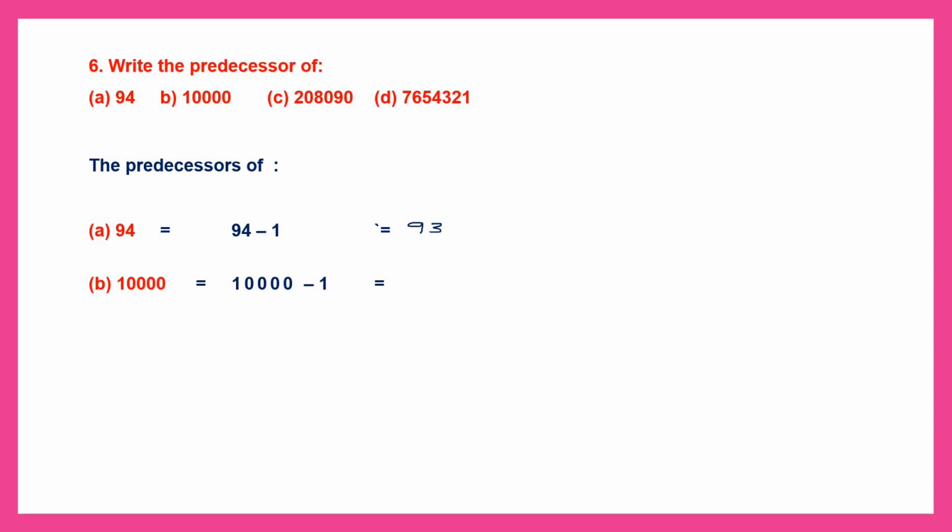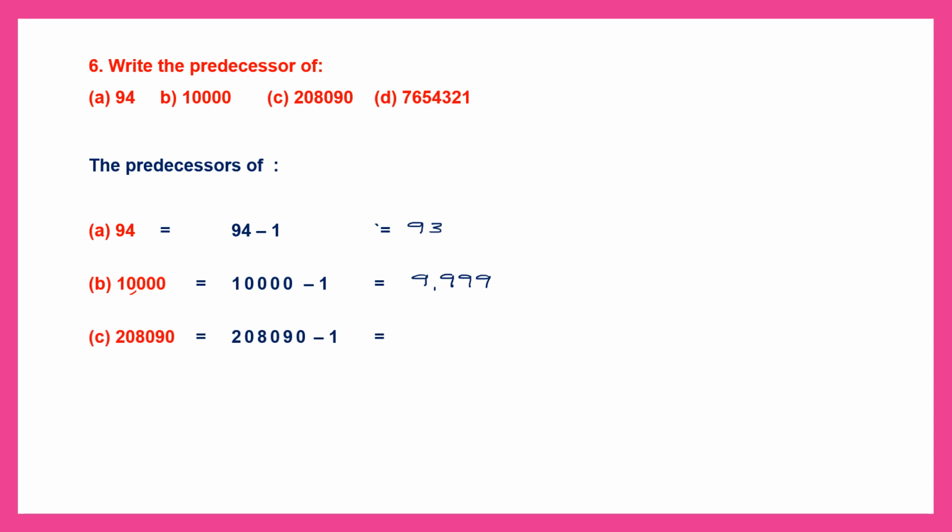Let's do the subtraction below this, like this. Minus 1. Now we're going to borrow from here. This is 0, 10, 9, 10, 9, 10, 9 and 10. So 10 minus 1 is 9. Then we have 9, 9 and 9. So the predecessor of 10,000 will be 9,999.